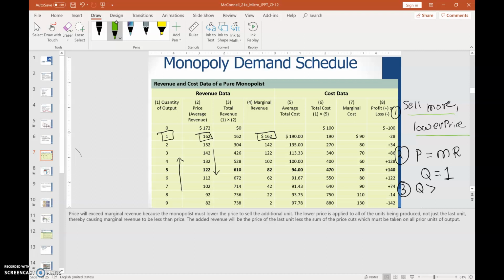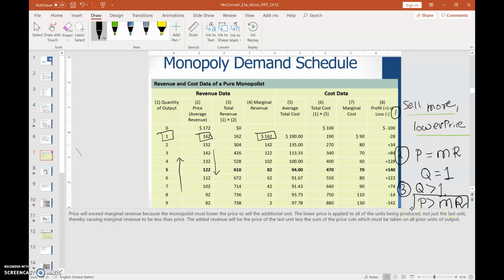Next, look at the price and marginal revenue numbers. Price is equal to marginal revenue when output is equal to 1. For all successive units of output, the price is greater than marginal revenue.